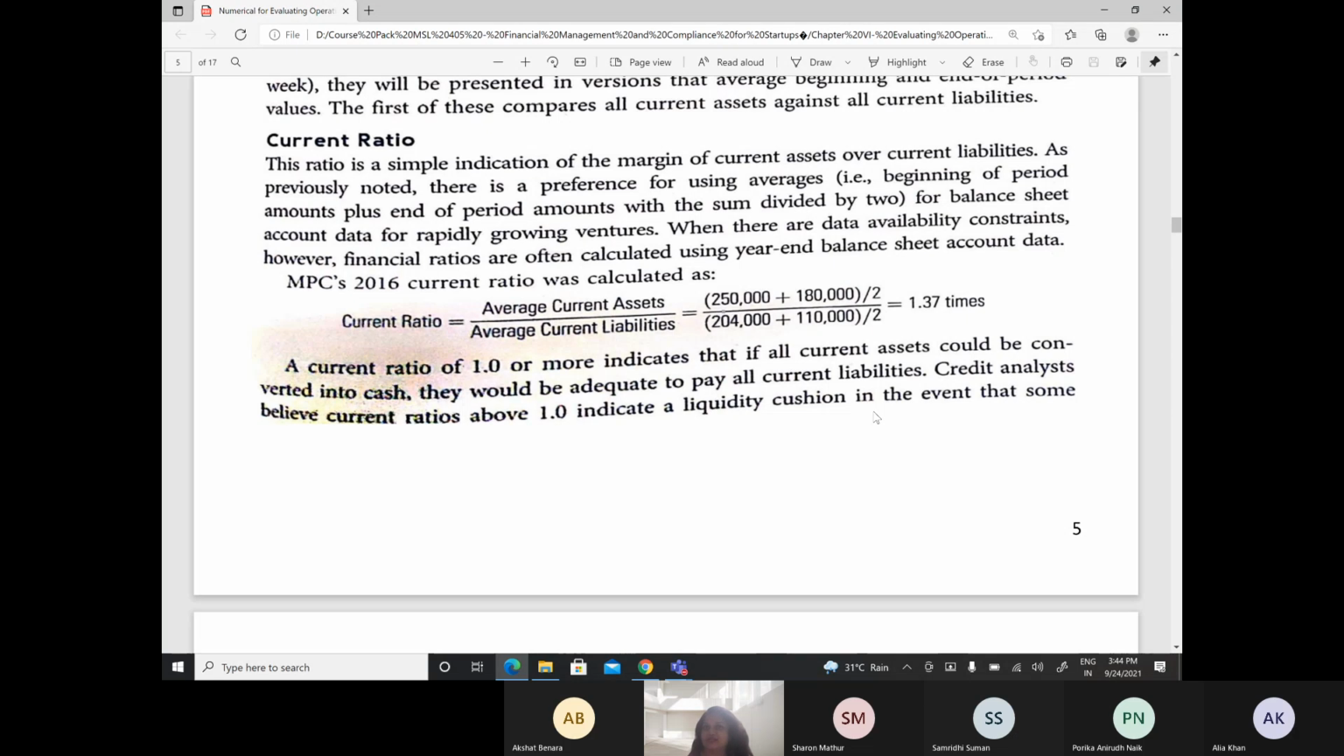So you can take monthly figures and take a monthly average or quarterly averages, or simply if you don't have any other data, you can use opening and closing balances for the year, or you can take the year-end amounts also.